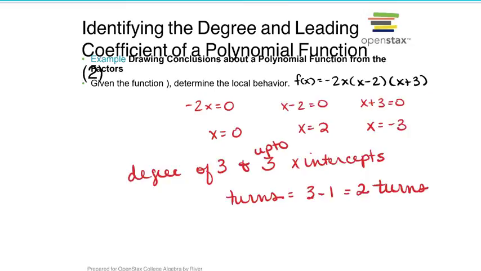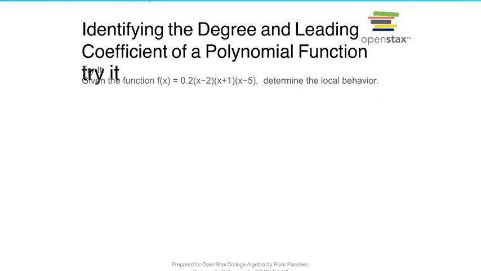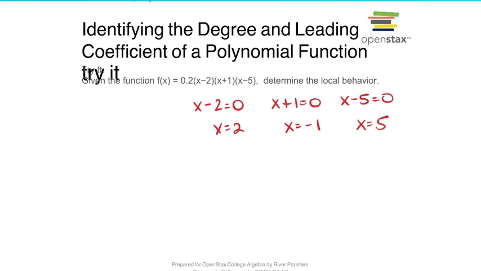Alright, so you guys try this last one, and then we will go over it. Alright, so it looks like I'm going to have 3 x-intercepts. So if I have 3 x-intercepts, that means the degree is at least 3, and that means turning points, I have 1 less than that, which would be 2.